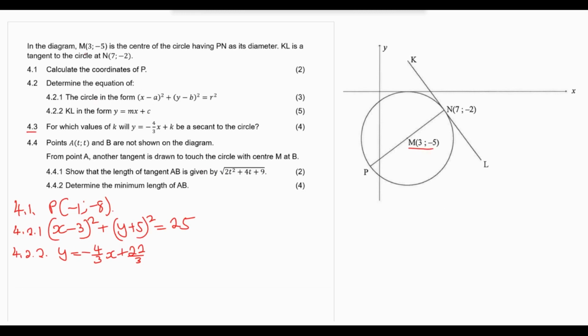Welcome back. In the diagram, M is the center of the circle, having PN as its diameter. KL is a tangent to the circle at N. For which values of k will y = -4/3 x + k be a secant to the circle?